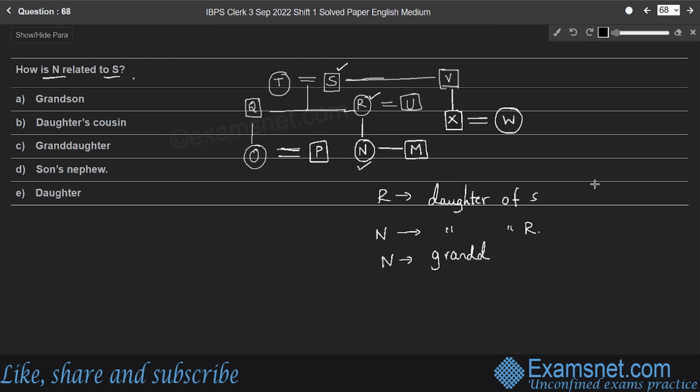Therefore, N is granddaughter of S. Granddaughter means daughter's daughter. So even son's daughter is also granddaughter. So here R is daughter of S, so N becomes daughter's daughter. Therefore, granddaughter.